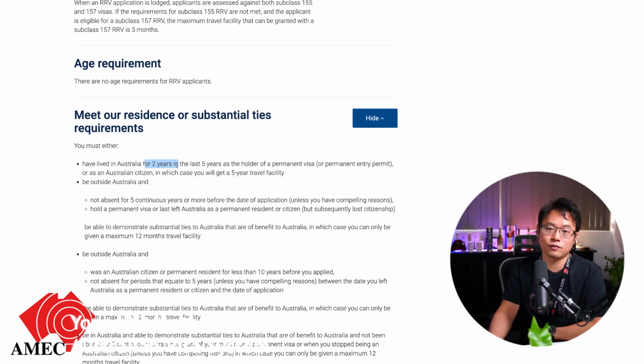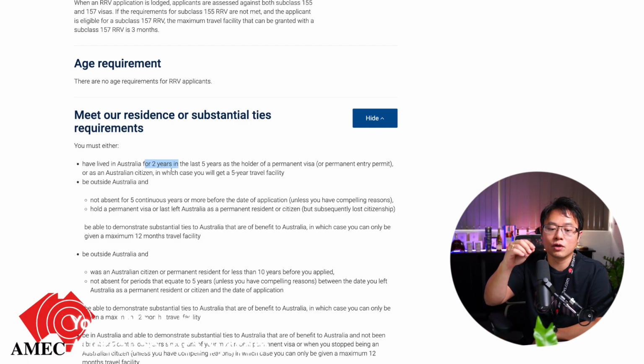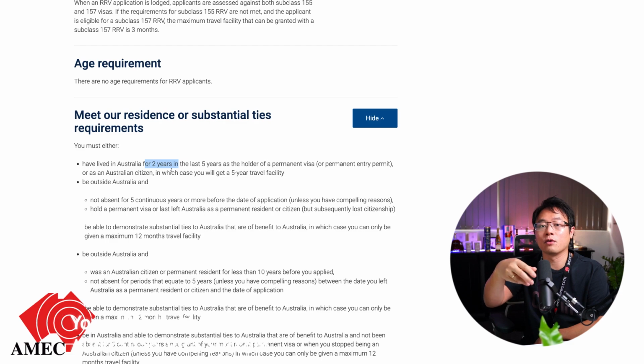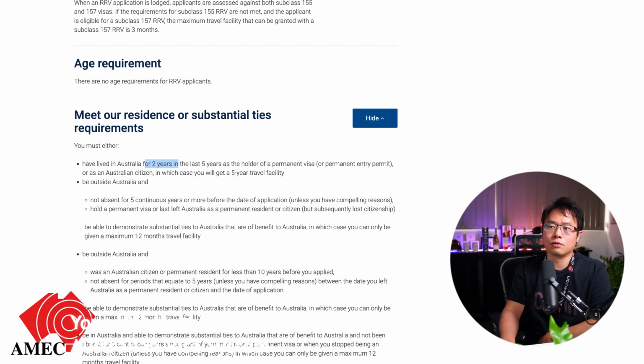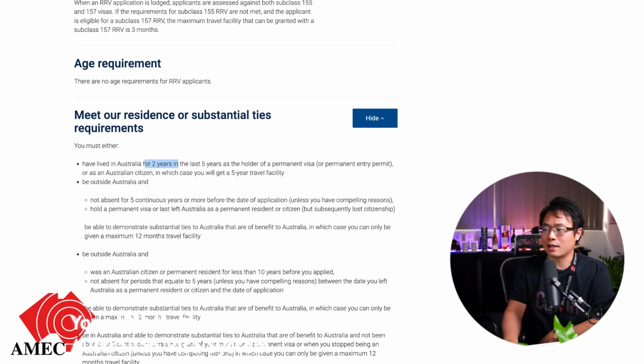So you don't have to renew upon the arrival, even though your visa expires. But for best practice, you always want to renew anyway.